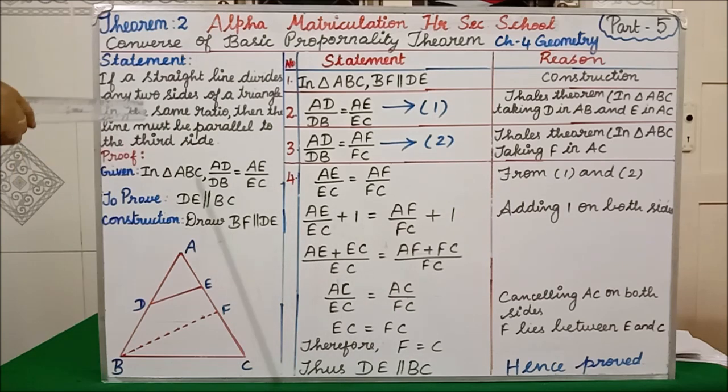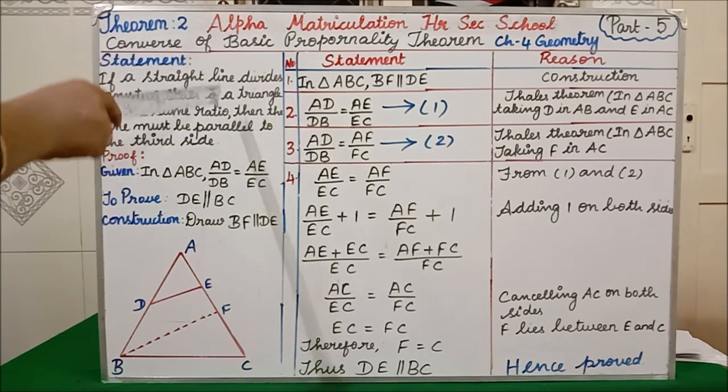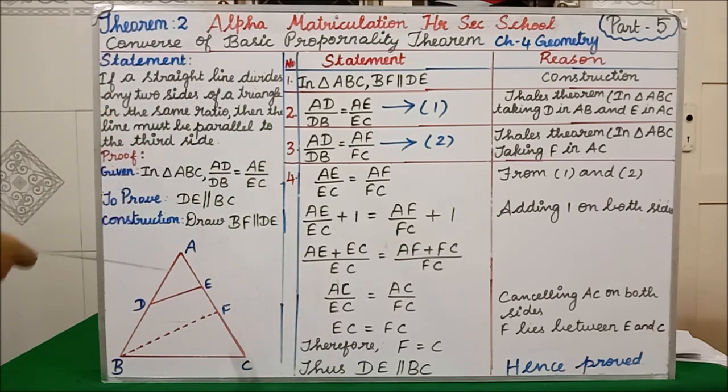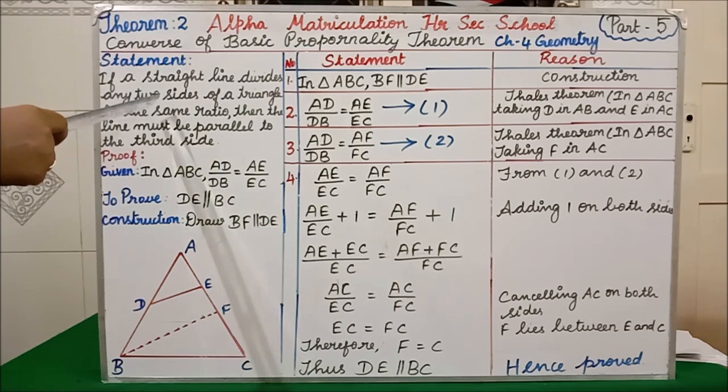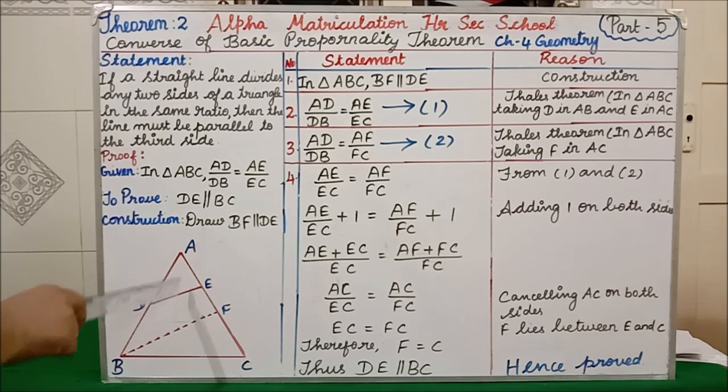What they are given in the statement: if a straight line divides any two sides of a triangle in the same ratio, then they are asking that it must be parallel to the third side. Which means DE is parallel to BC, we want to prove. Clear, all of you?